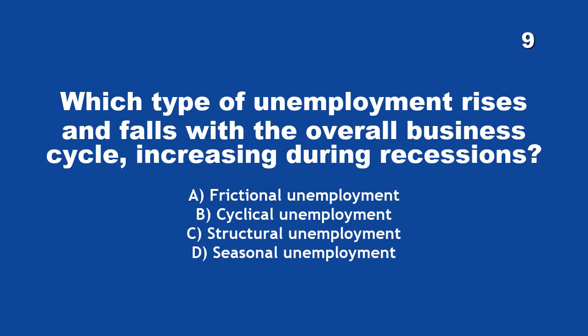Which type of unemployment rises and falls with the overall business cycle, increasing during recessions? Option A, frictional unemployment. Option B, cyclical unemployment. Option C, structural unemployment. Option D, seasonal unemployment. The correct answer is B, cyclical unemployment.